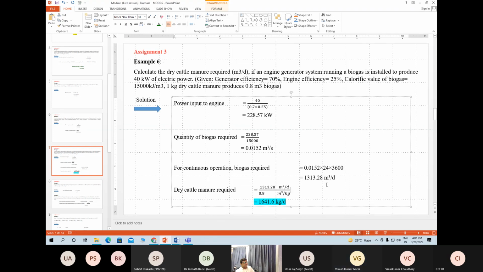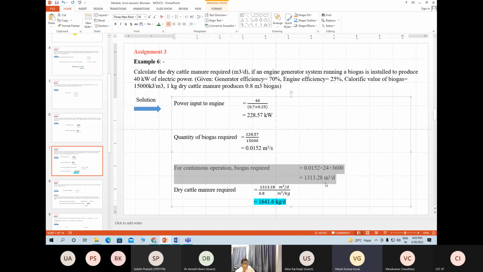Meter cube per day, that's what I'm saying. You just see here, when it is 1313, it is the gas which is required, not the manure which is required. The value coming is in meter cube per day. You have done the calculation properly, I understand that, there is no issue. Because you saw the unit as meter cube per day, you stopped your calculation there. But this value is for the biogas which is required, and what we ask is the dry cattle manure which is required.